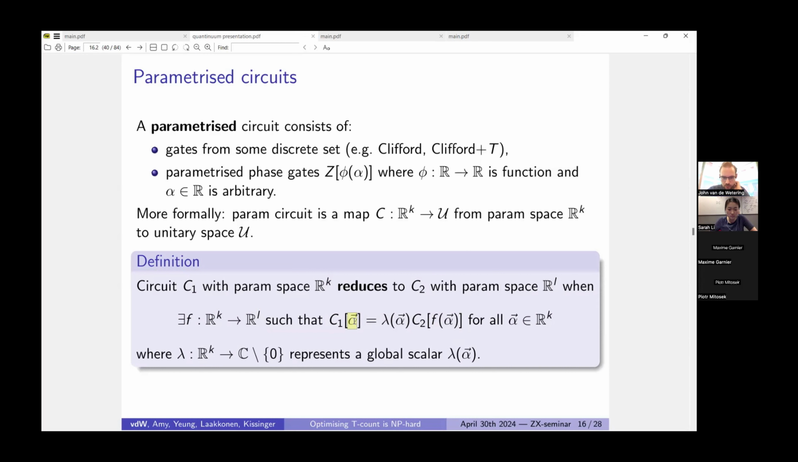So C1 of a certain parameter is equal to C2 of the mapped parameters, and then we have this function, which is a global phase. This is just saying we don't care about global phases in these circuits, because they should still be equal. So we have a separate function, lambda, which is a global phase, but this phase can depend on the specific parameters in your circuit. I think this is a reasonable definition of what it would mean for two parameterized circuits to be equal. Although for equality, you could also ask that C1 should reduce to C2, but C2 should also reduce to C1, right? Because otherwise C2 might be more expressive than C1, for instance, or the other way around.